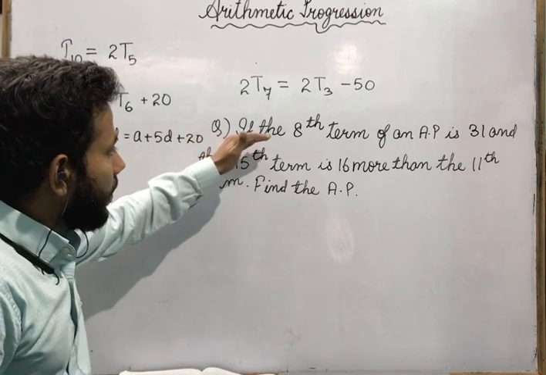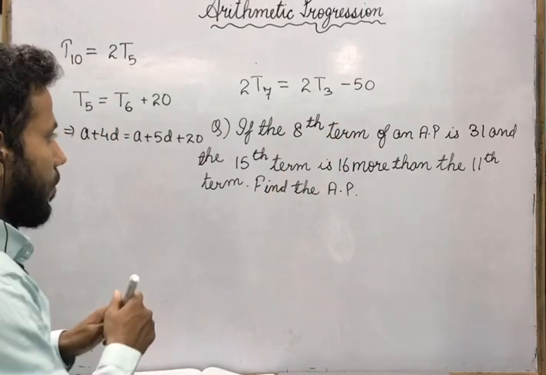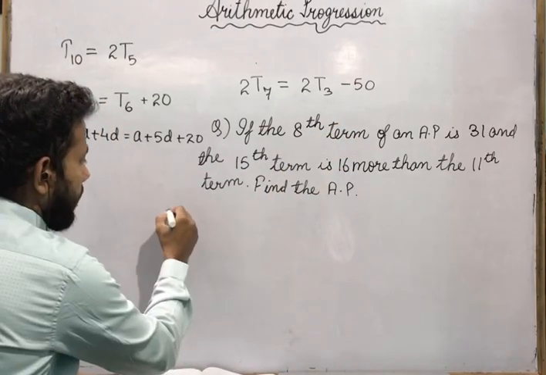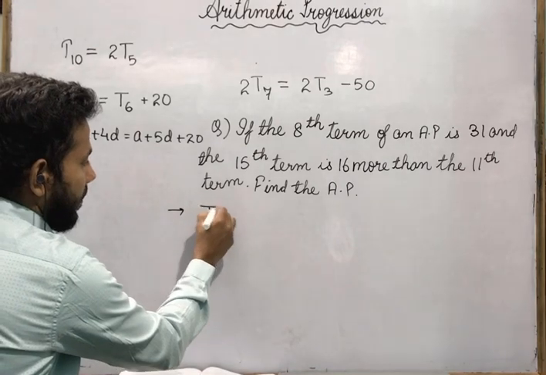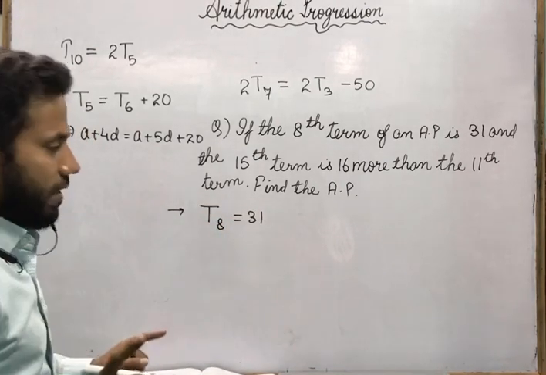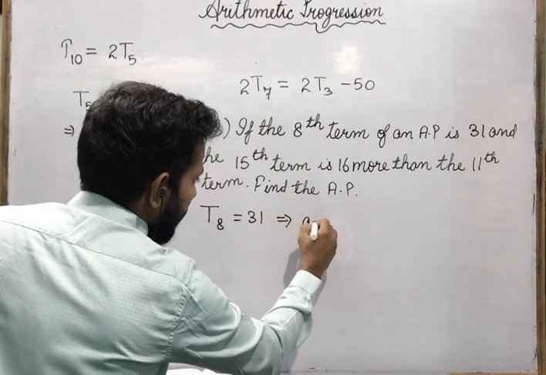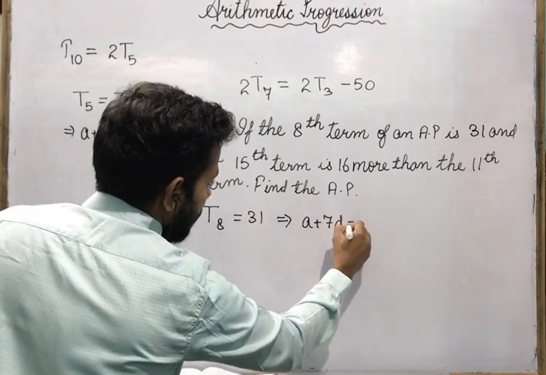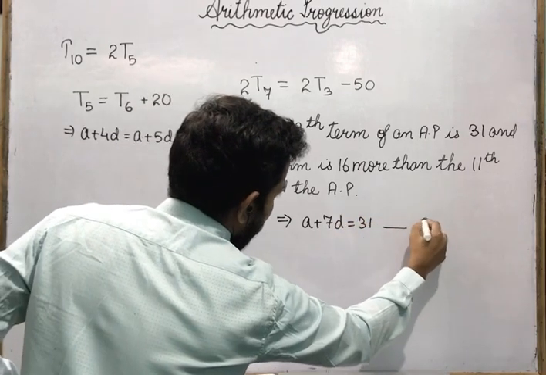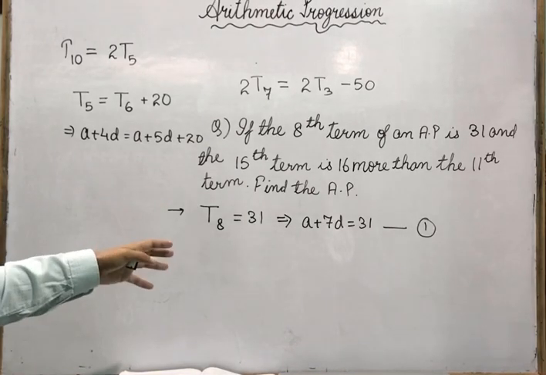If the 8th term of an AP is 31, what information can you get from this? If the 8th term is 31, it means T8 equals 31. And after that you can write it as A plus 7D equals 31. Do you get the first equation?